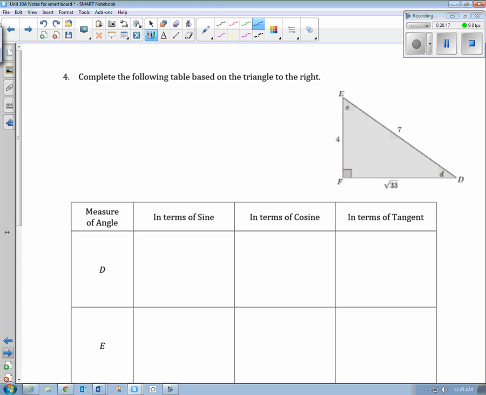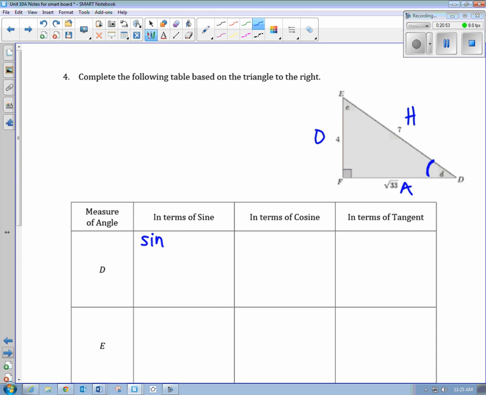When we turn the page, we are also asked to work with the triangle that's given. In the triangle that you see here, we have all three sides given in this particular case. We are going to be asked to find the measure of angle D. So in this case, if we're talking about angle D, this is the opposite, this is the adjacent, and this is the hypotenuse.